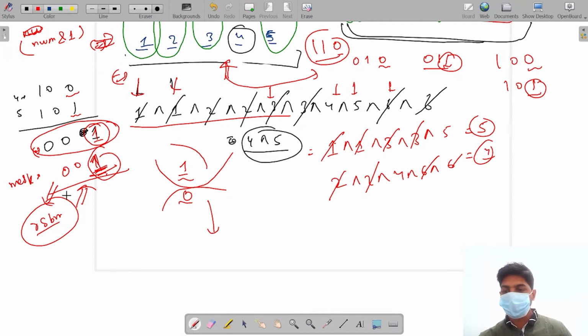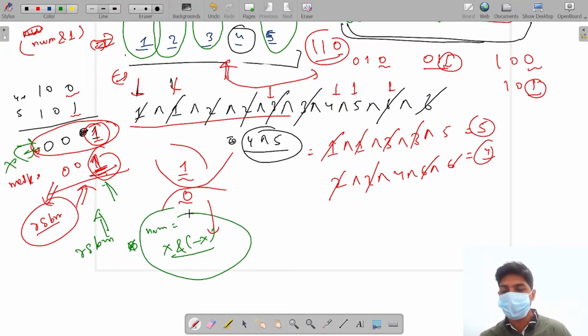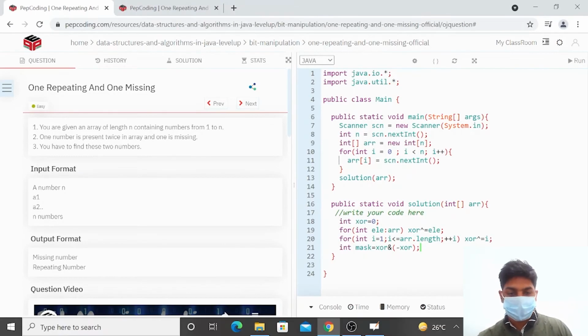If you don't know how to calculate a rightmost set bit mask, we have a question on this particular topic also. The formula for this is, if the number is x and we want to calculate the rightmost set bit mask for it, it will be x and minus of x. There is a proof for how it is working. You can watch the video for this if you want to learn how we are getting this formula. For now I am using it directly.